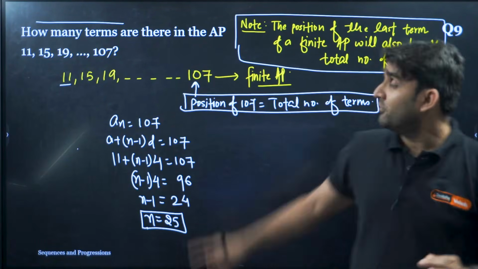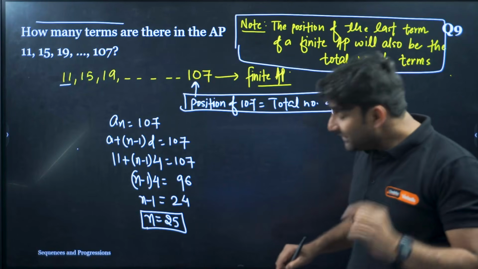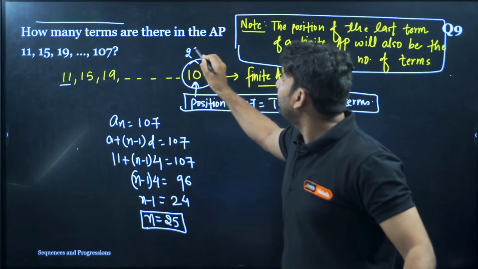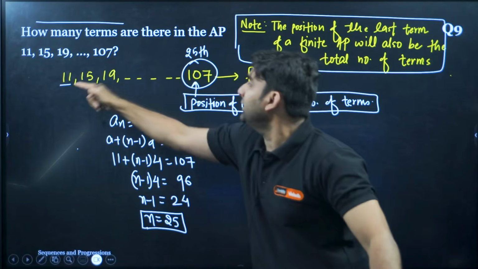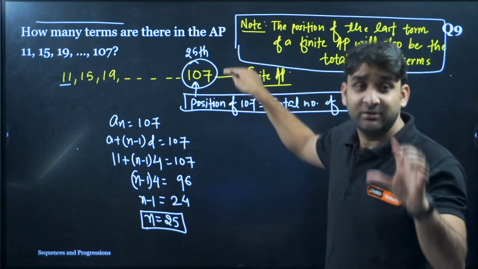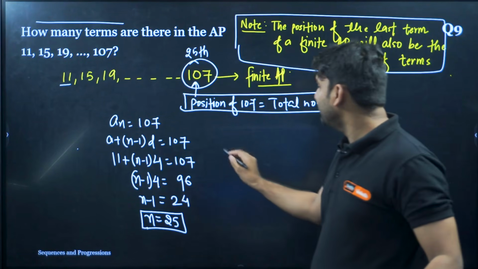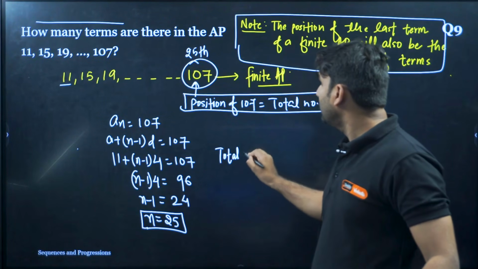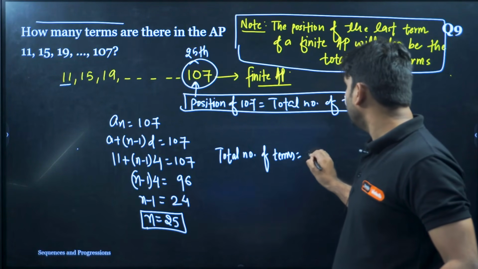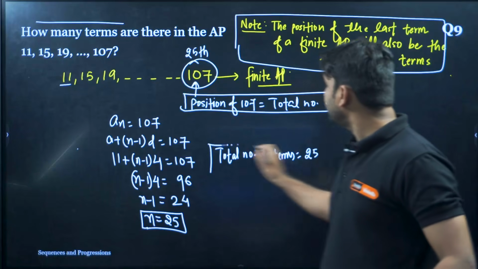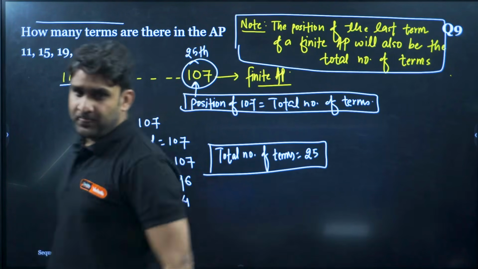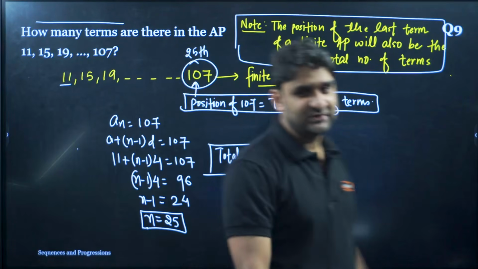So the position of 107 is 25. And it implies that if the position of 107 is 25th, how many terms will be there? 25 terms. If the position of the last term is 25th, the total number of terms is equal to 25. This is the answer. Clear everyone? I hope this is clear to you all.